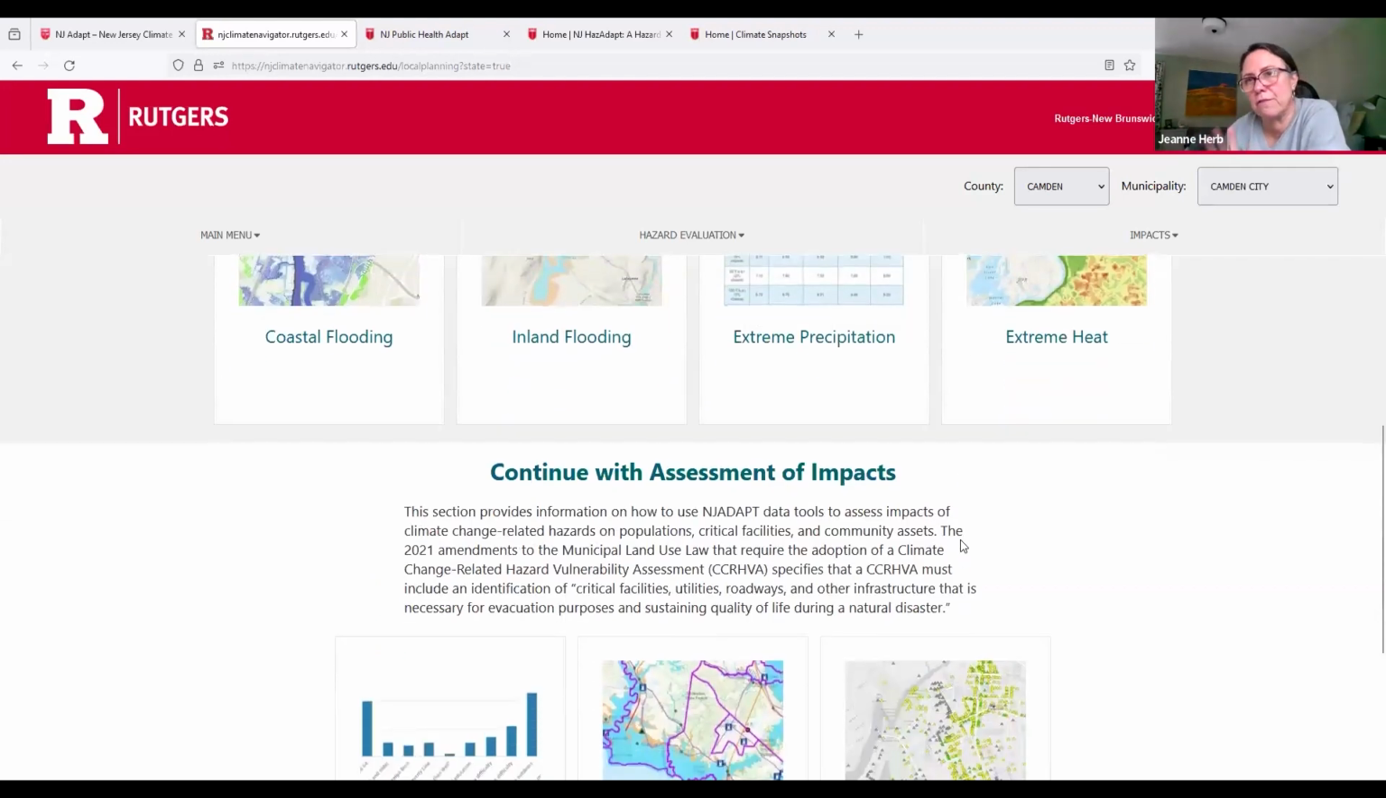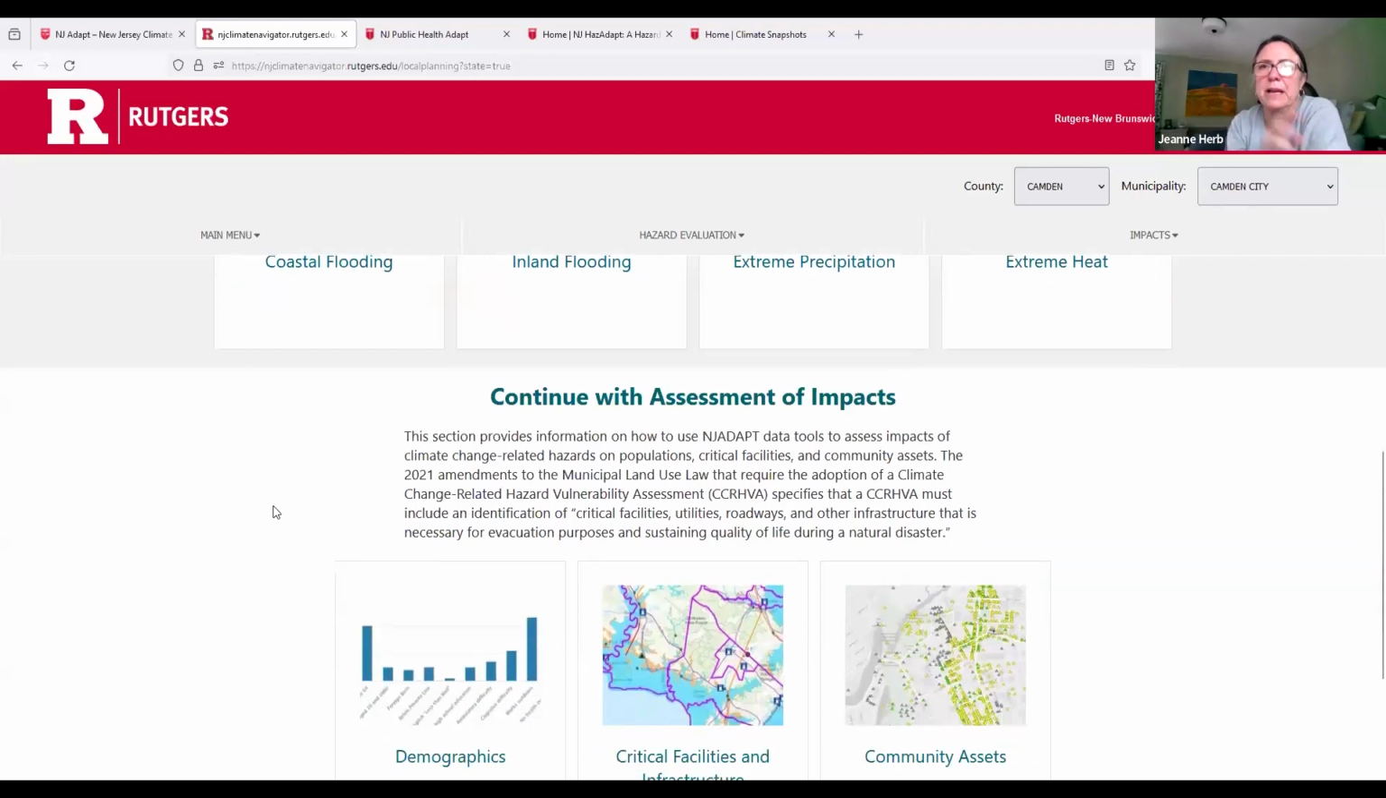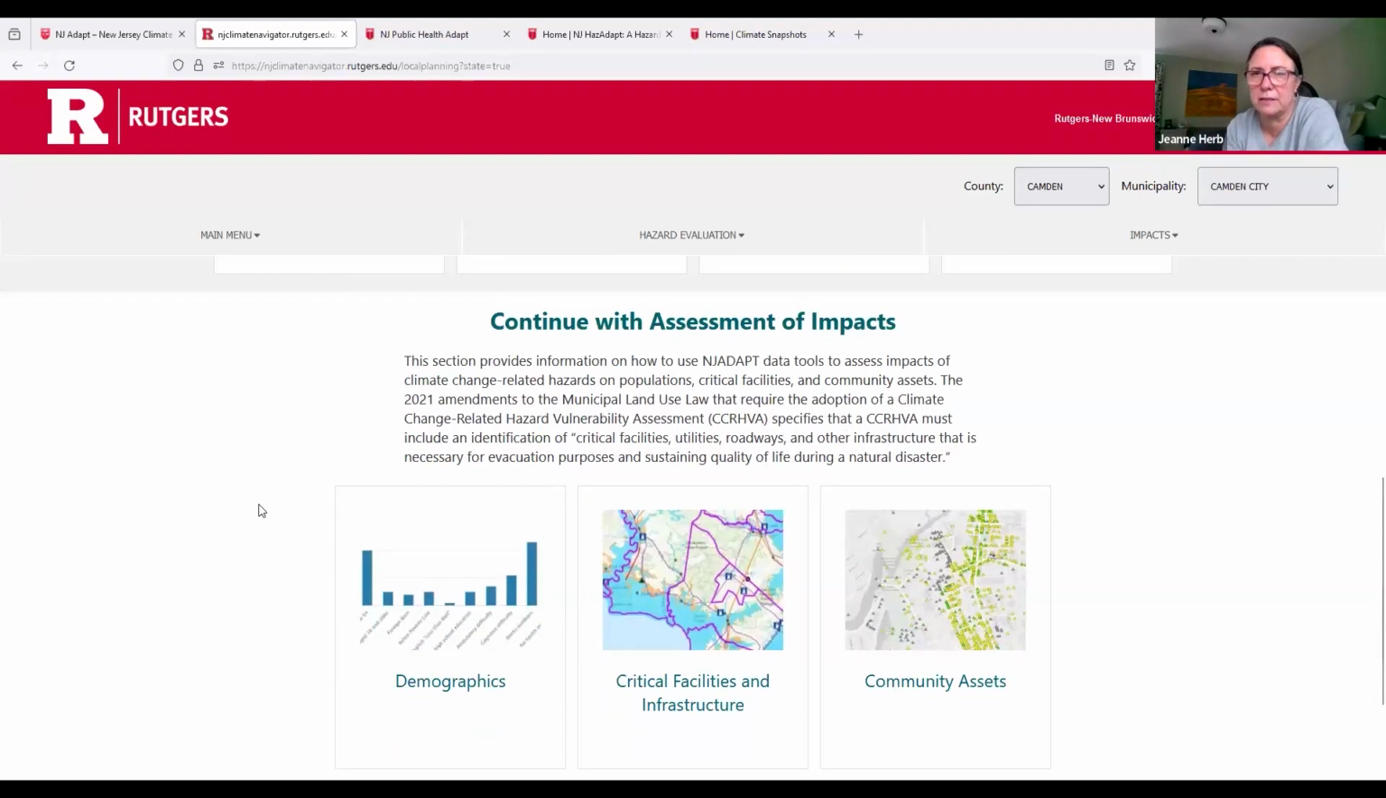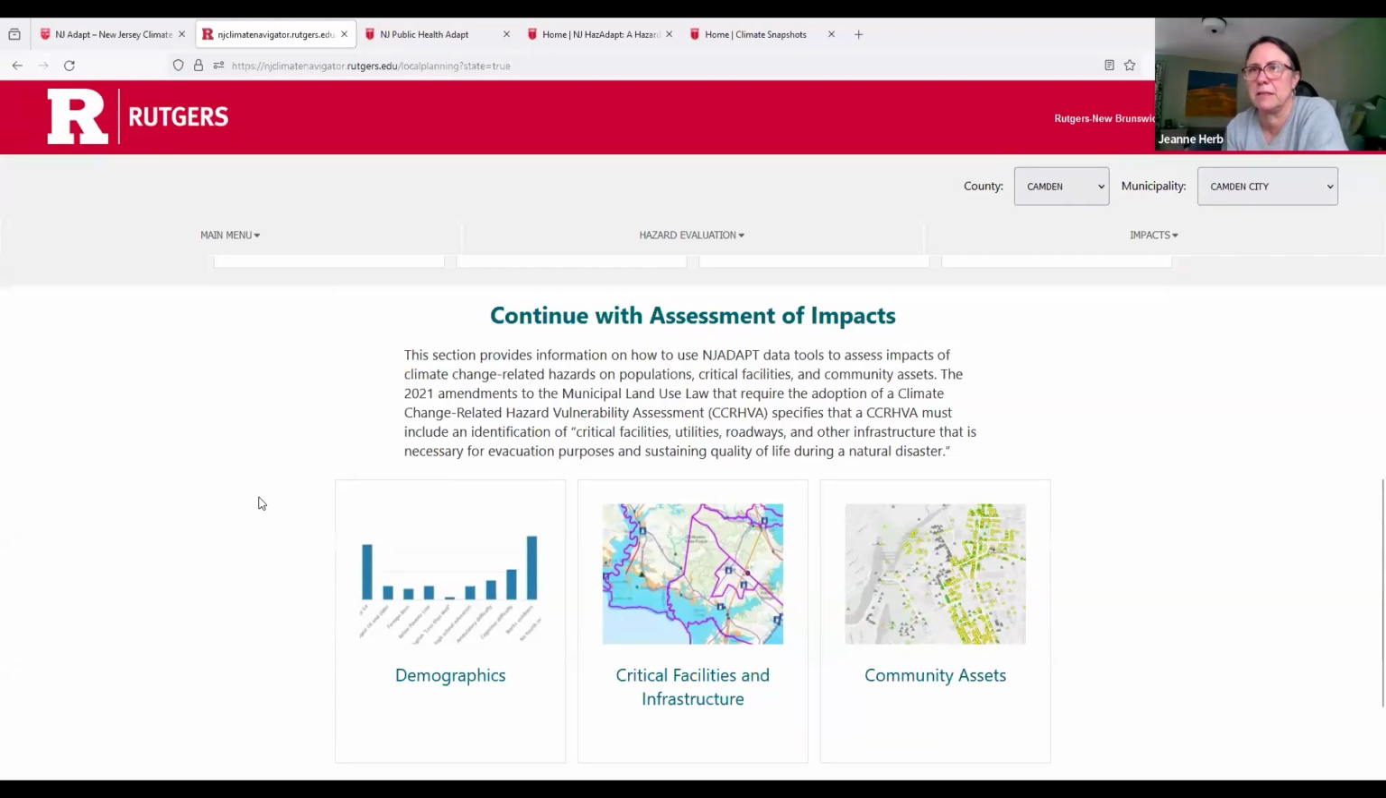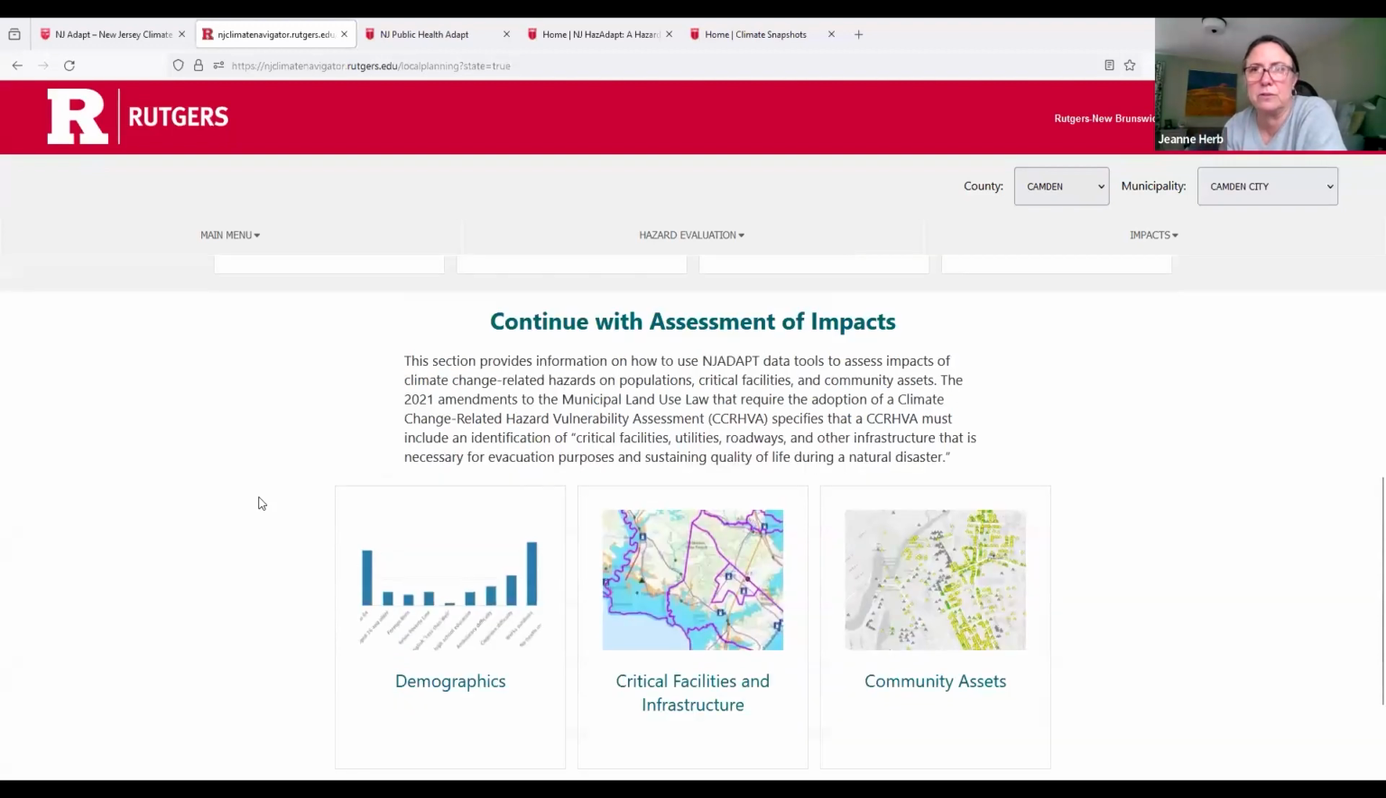Sure. So just so folks are clear, when Lucas talks about the hazard assessment section, that follows the requirements that were in the amendment to the municipal land use law that requires the hazard assessment. And then the next section that Lucas is going to talk about in terms of impacts is also a requirement. So really, what this tool does is it specifically follows the requirements of that amendment to the MLUL to make this something that's easy for all of you to use in trying to comply with those MLUL amendments. Sorry, Lucas.